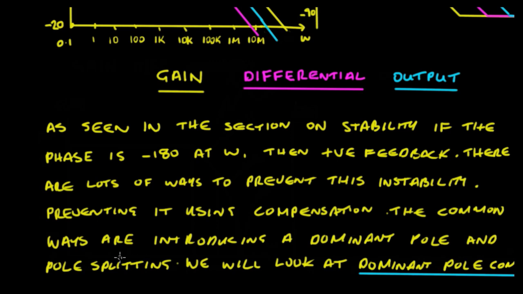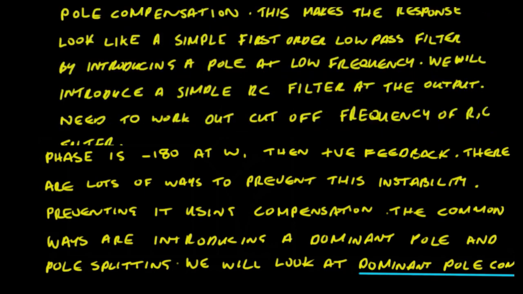One of the common ways is introducing a dominant pole, and there's also another method called pole splitting. So we're not going to go over pole splitting at the moment. I might add it in at the end as an extra bonus video. So we're going to look at the simple dominant pole compensation. So let's have a wee look at that.